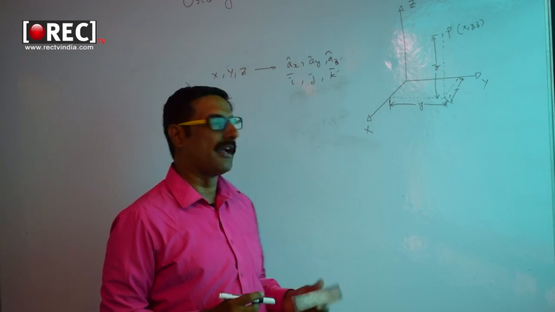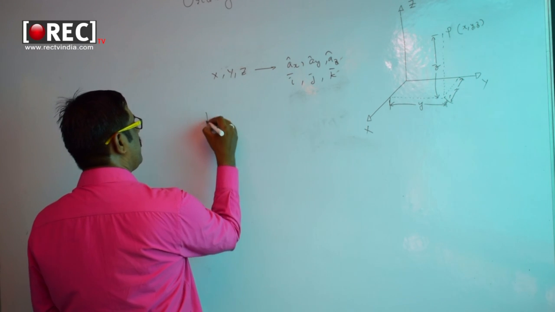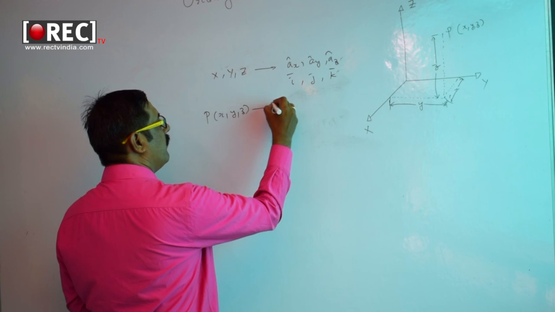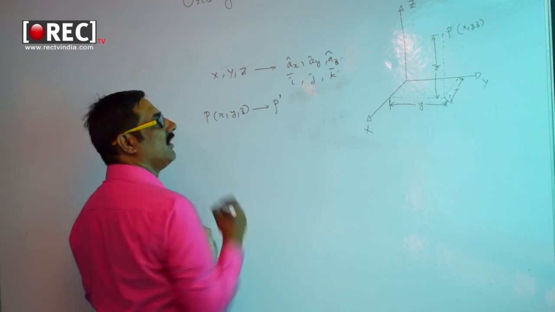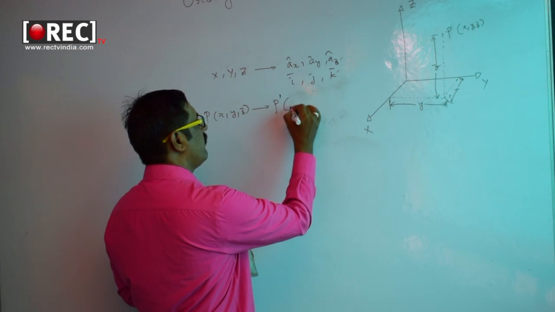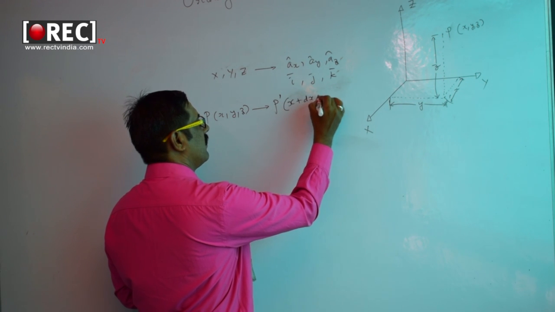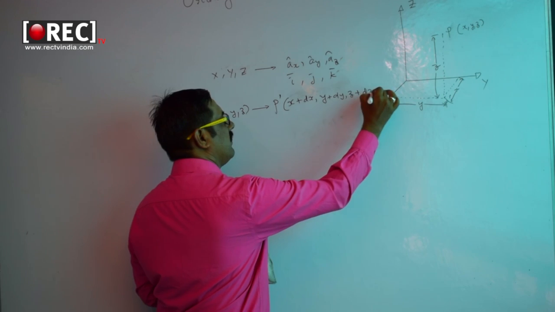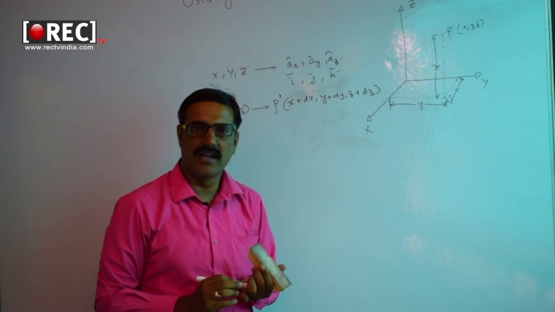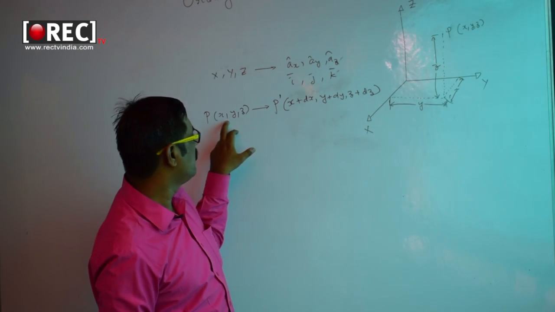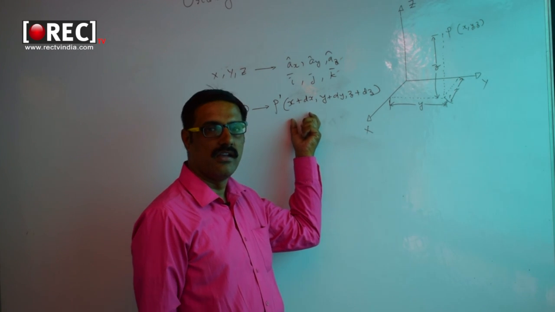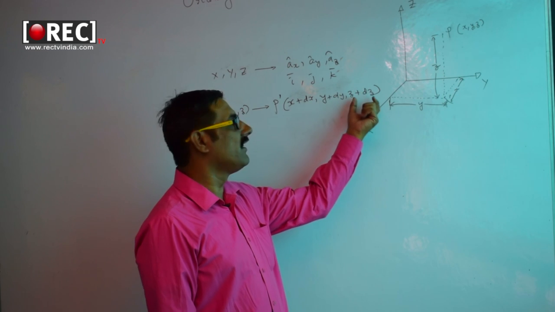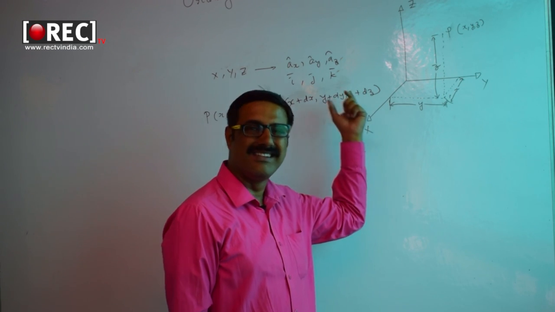So i bar is similar to your a_x cap, j bar is similar to a_y cap and k bar is similar to a_z cap. Now let me say that the point P of x, y, z is moved to a new point P dash of x plus dx, y plus dy and z plus dz. What does it imply? In the X direction, the net increment is dx. In the Y direction, the net increment is dy. In the Z direction, the net increment is dz.